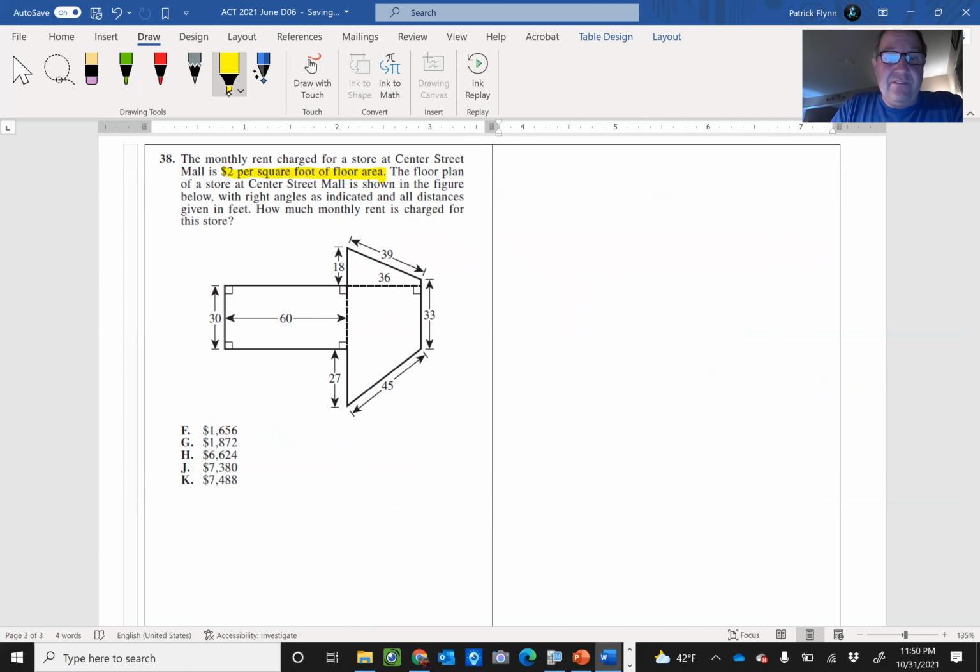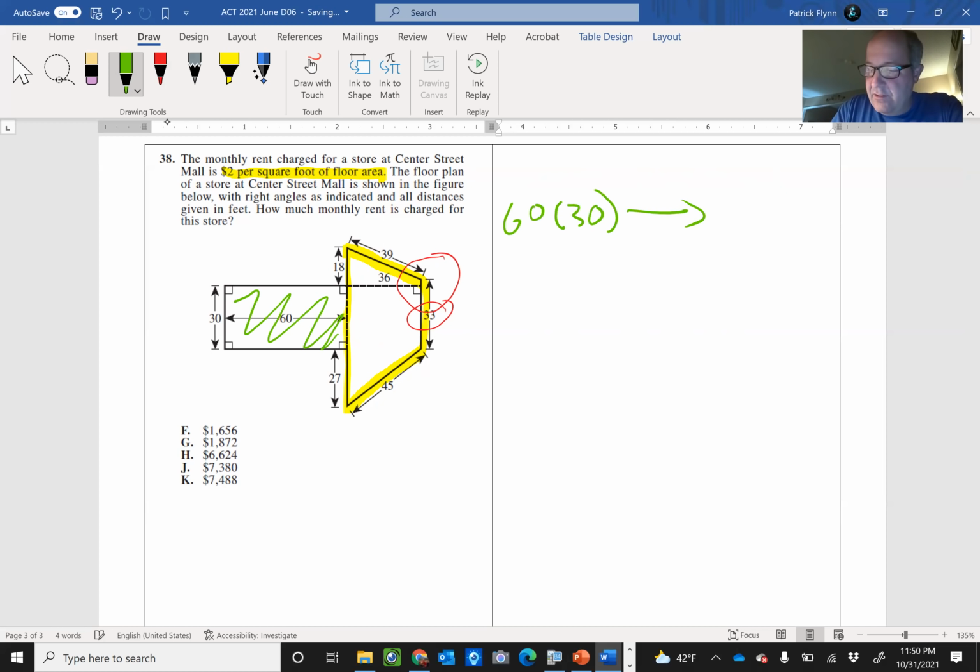Well, we need to find the area of this. So we've got a trapezoid here. Now, I know some people may have thought about breaking that trapezoid up into triangles, but this corner right here is going to present some problems for you because this dimension of 33 goes beyond the dashed line there. It's going to be troublesome. You're better off finding the area of the rectangle and the area of the triangle. So the area of this rectangle here would be 60 times 30, which is 1800.